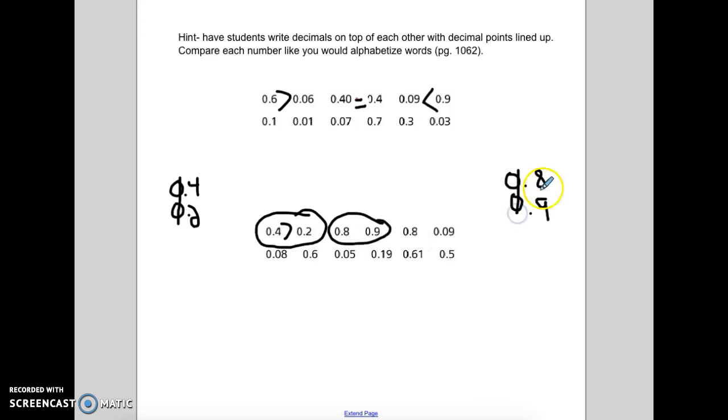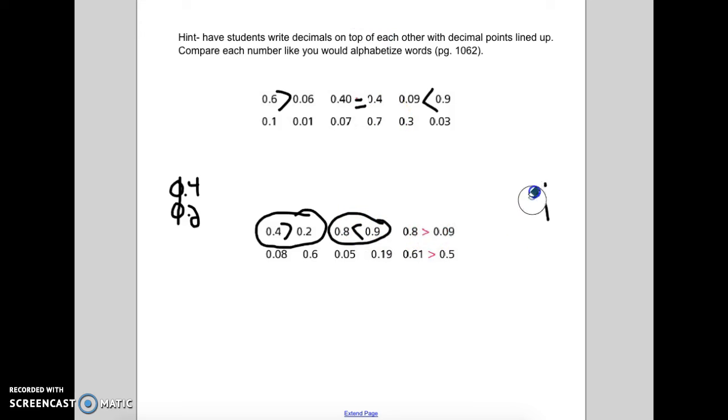0 and 0 are the same. And then I come to 8 and 9. Well, which one's bigger? 9/10 is bigger. So I'm going to say, we're looking at these two. 9/10 is bigger than 8/10. Ignore that one. Let's try that one next because that's going to be different.